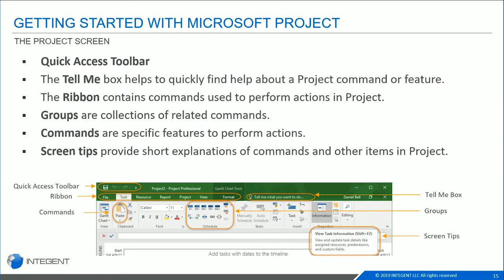You have a tell me box, which is a pretty standard Microsoft feature, which is your search box, where you can say, I'm not sure what to do here. So you can type in there what you're looking for, and it will pull up a couple of articles, just quick instructions, documents, and things like that.